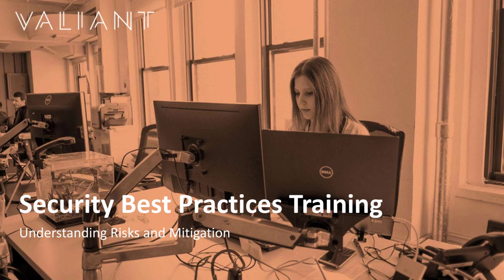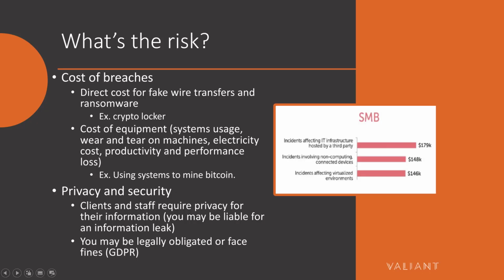In this video, we're going to talk about understanding the risks and mitigation for security. So what are the risks? A lot of time, people think of the direct costs of breaches. Things like sending a wire transfer to a scammer posing as a business contact, or ransomware, where they encrypt your data and say that they will release it back to you if you pay them in Bitcoin or something similar. Not so fun fact, even if you pay them, they may not release your data.